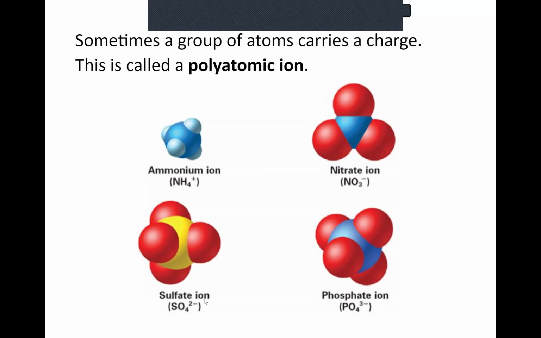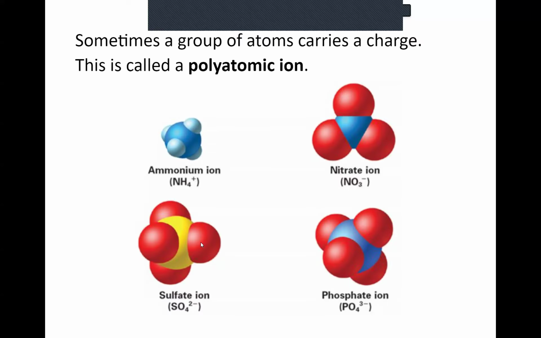Sulfate ion consists of one sulfur and four oxygens, all together carrying a 2 minus charge. So you can have different charges on polyatomic ions. The yellow sphere is the sulfur and the reds are the oxygens. Phosphate is PO4, one phosphorus and four oxygens, all together carrying a 3 minus charge. The blue in this case is the phosphorus and the reds are the oxygen. So any kind of a many atom ion is called a polyatomic ion.